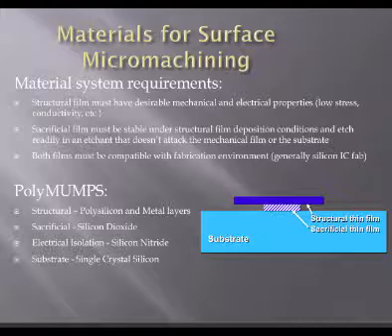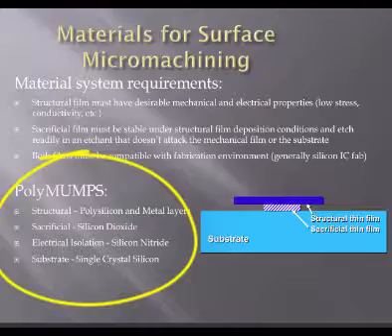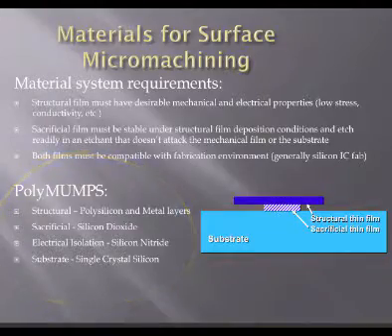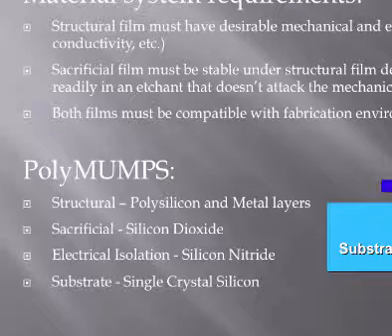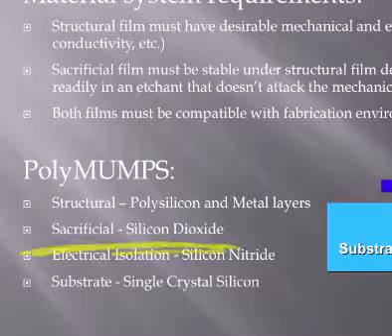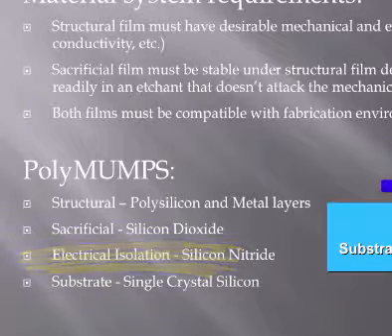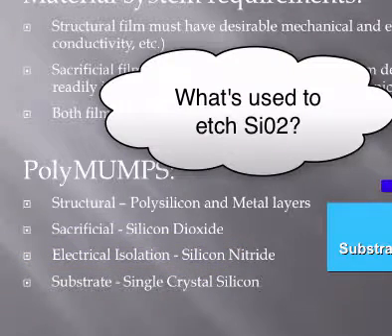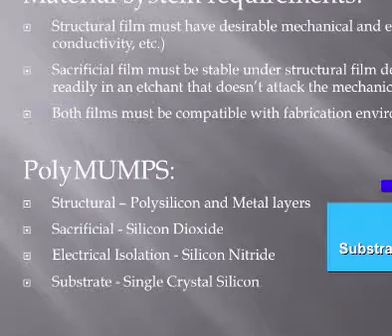So PolyMUMPs, the structural materials are polycrystalline silicon. They also have a metal layer that we can play with, which is kind of neat. And then what they use for sacrificial material is silicon dioxide. So we can dissolve that in what? We did that. We made our tourist wafers. HF. We use hydrofluoric acid to get rid of the silicon dioxide that's between these layers.